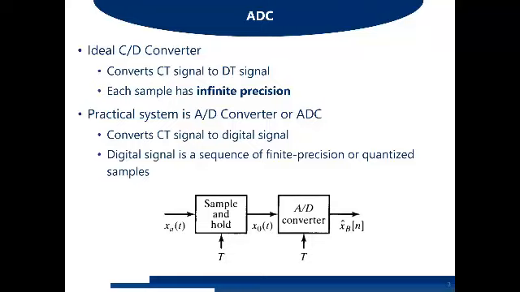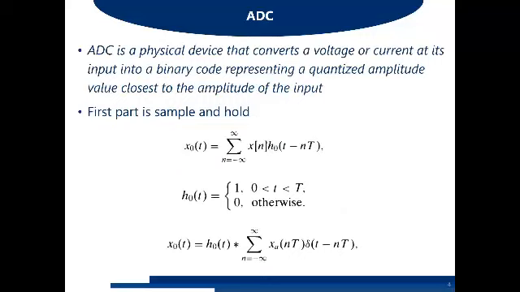You will see graphically after a while, and this x_0(t) will pass through the quantization and encoding stage to convert this x_0(t) into a digital signal having finite levels. So formally, ADC is defined as a physical device that converts a voltage or current at its input into a binary code representing a quantized amplitude value closest to the amplitude of the input.